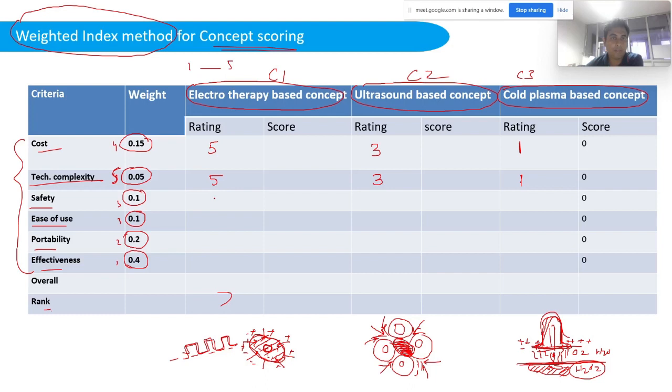this is moderate safety because you are applying voltage or current signal directly to the human body, so you need to really consider safety concerns. So although it is safe, we will give a 4 rating. Ultrasound is pretty safe, and cold plasma is, I mean, it is safe, but you need to make sure that your product is safe.